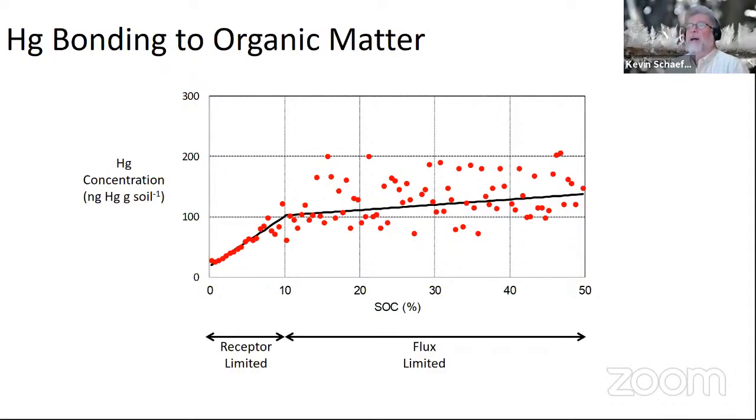And what happens here is when you have very little organic material, the mercury concentration is receptor limited, meaning you need enough organic material with enough receptor sites to actually bond with the mercury in order to increase the concentration. After a while, though, if you increase the organic content, there's plenty of receptor sites, and then the mercury concentration becomes flux limited. In other words, the mercury depositing on the surface determines how much is actually in the soil. And you notice here, very different regimes. The receptor limited regime is nice and tight and linear. And then when you get into flux limited, it's very noisy, reflecting a lot of variability in space and time and flux to the ground.